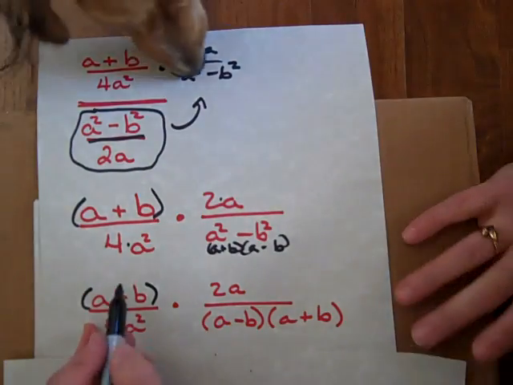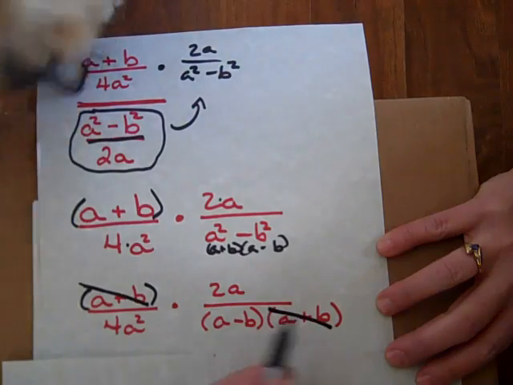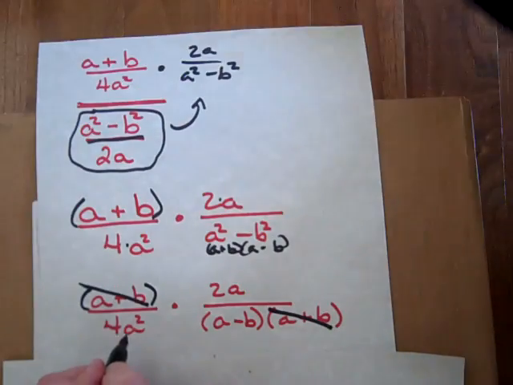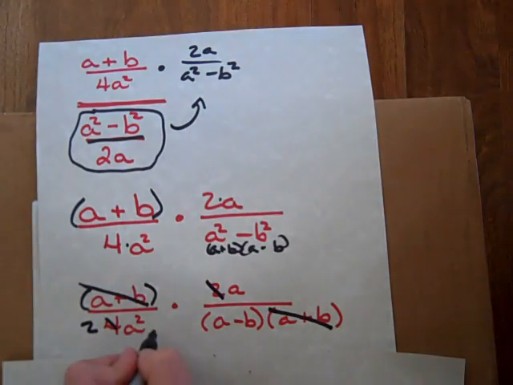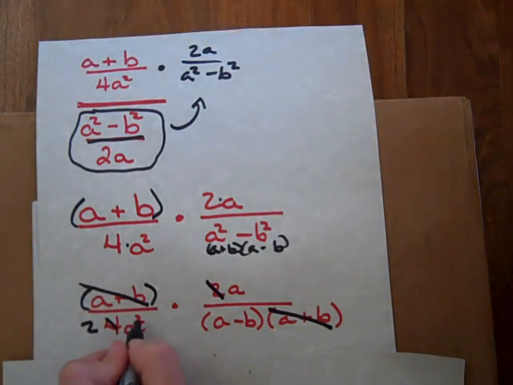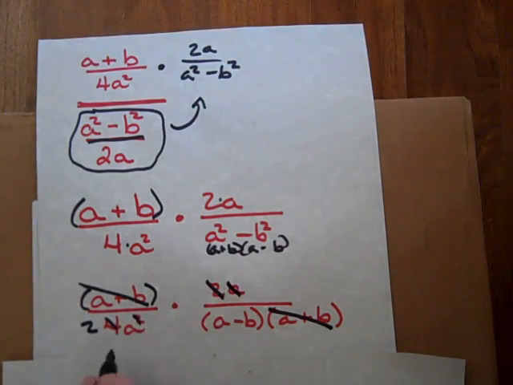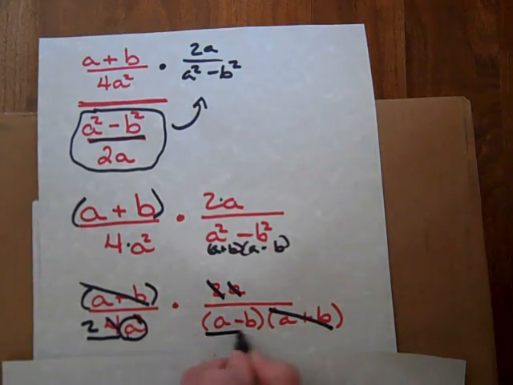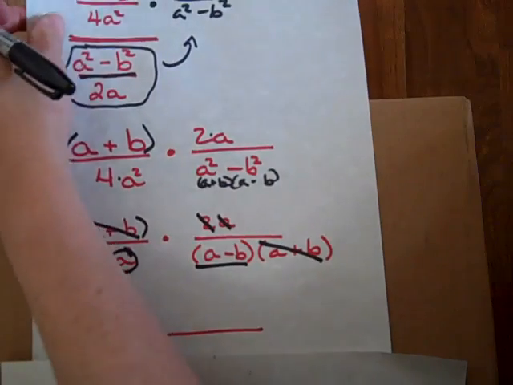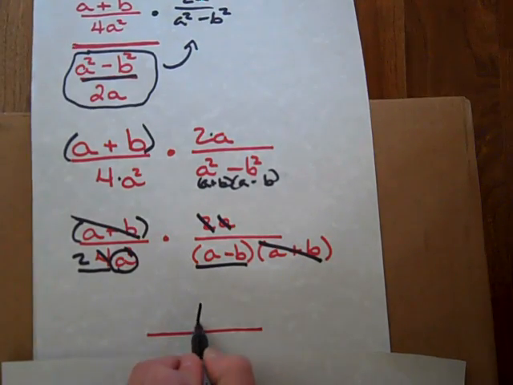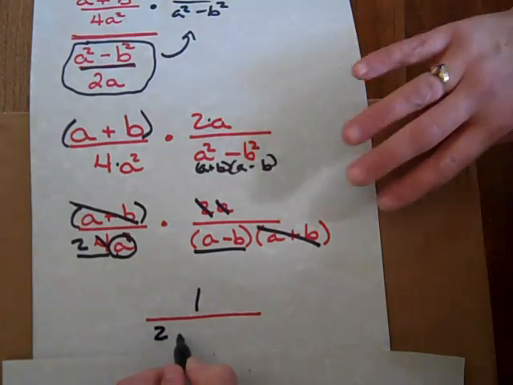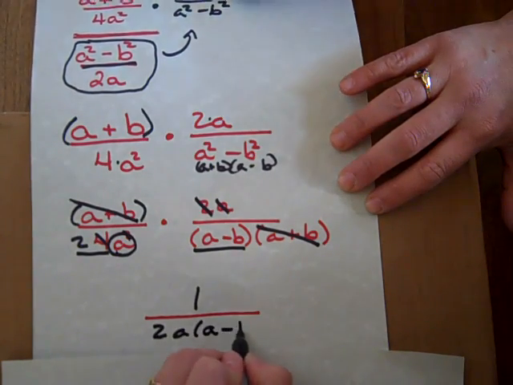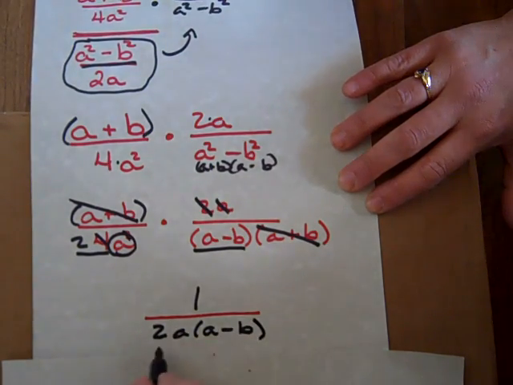So a plus b will cancel with a plus b. The 4 reduces with the 2, leaving a 2. And one of these a's will reduce with one of these, leaving an a down here, don't lose it. So we got a 2a down here, and we got the a minus b. So we ended up with a 1 on top, because everything reduced, and we had a 2a times an a minus b. And you can leave the bottom factored.